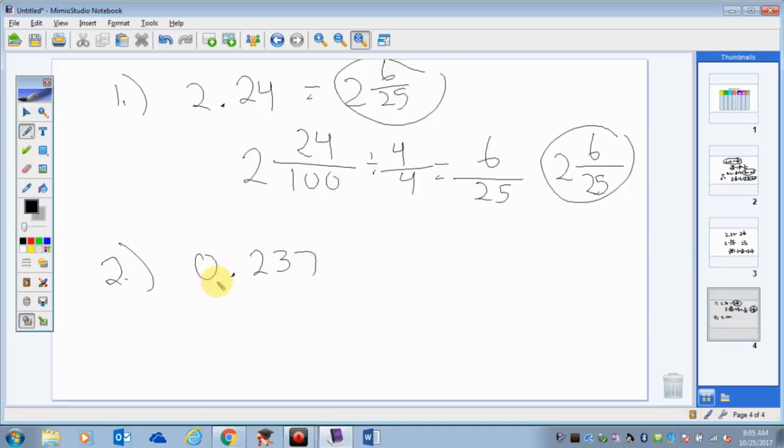This one here, 0.237, the last digit ends in the thousandths place, so it's going to be 237 thousandths. So I just write that as 237 over 1,000. And if you couldn't get any further with this one, you're correct, because that's as far as it goes. It's not reducible, so 0.237 as a reduced fraction is 237 over 1,000.